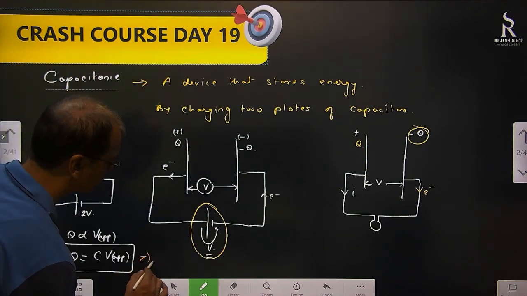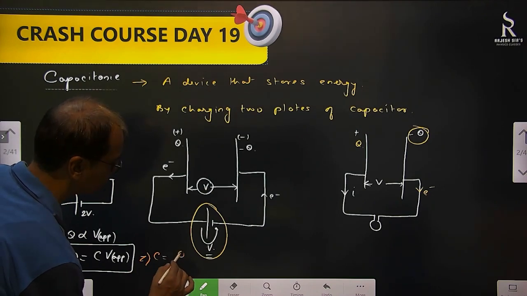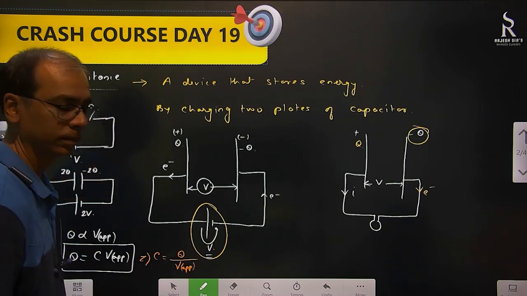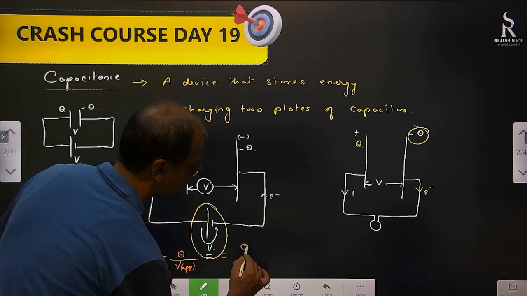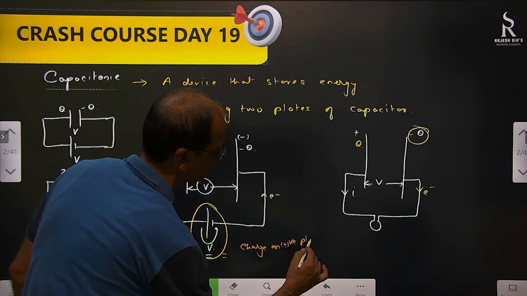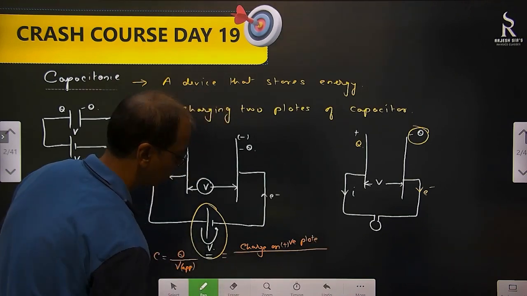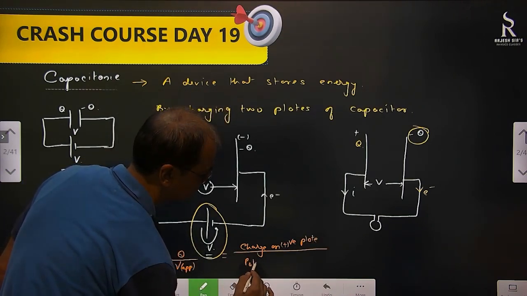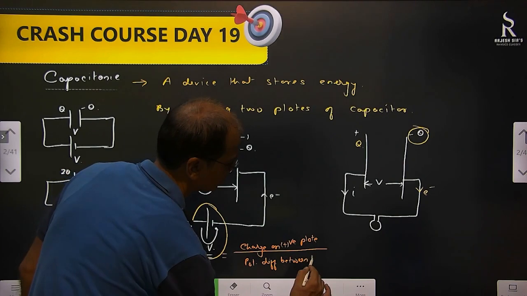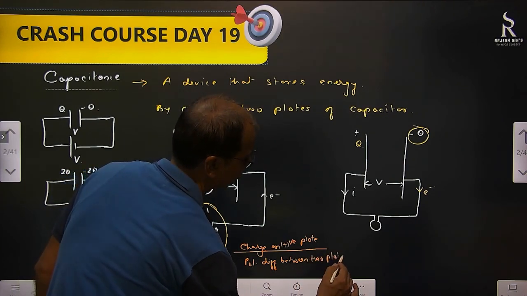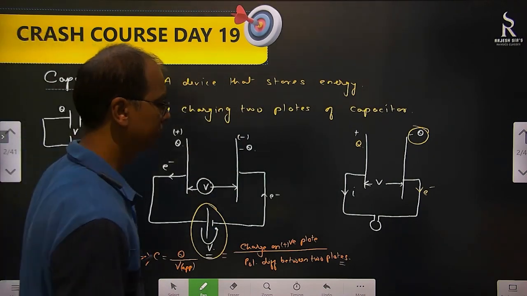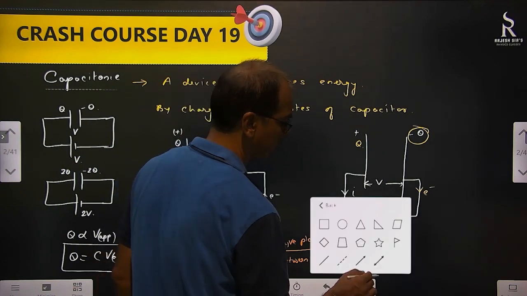So what is capacitance actually? C is equal to Q by V, where V is the applied potential difference, or you can say the potential difference between the plates. Q is the charge on the positive plate, divided by the potential difference between the two plates. So this is capacitance. The unit of capacitance is farad.